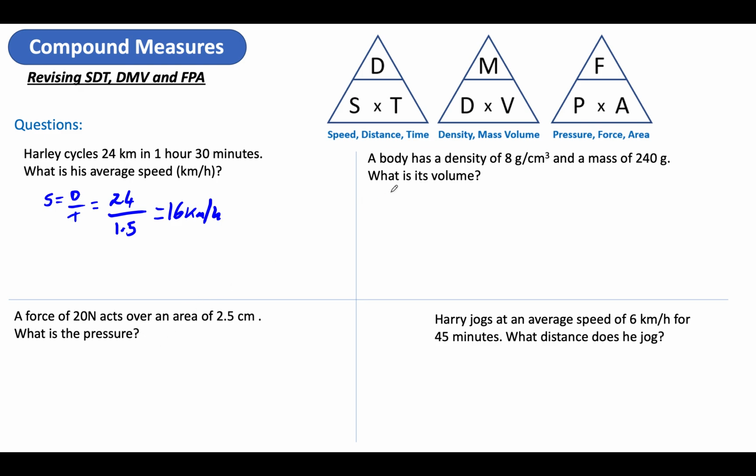Let's go over this side. I was going to go down there, but I'm not crazy. I'm going to go over here. A body has a density of 8 grams per centimeter cubed and a mass of 240. What is its volume? Well, let's look at our triangle. Mass, density, volume. If I cover up volume, I'm left with mass over density. So mass divided by density, which is, my mass is 8 grams per centimeter cubed.